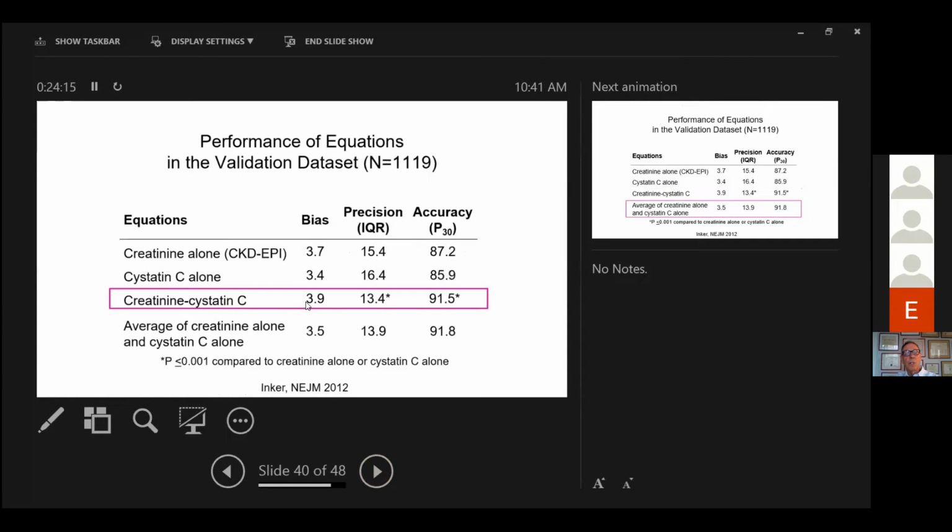However, when you combine them together, you do have greater precision. A lower number is greater precision, and a higher number is greater accuracy. So we do think that this is a useful confirmatory test. It costs more and it's less available, but I think that it's coming.